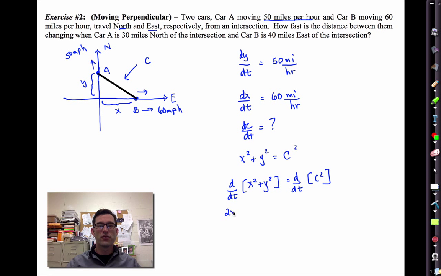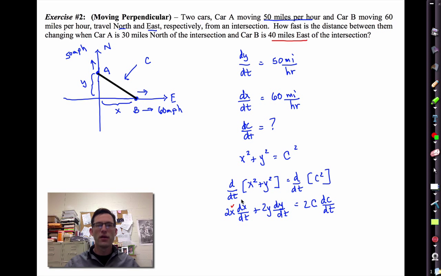And we'll get 2 times x times dx/dt plus 2 times y times dy/dt equals 2 times c times dc/dt. Now, most of the time at this point, I just crank stuff in. But at this point, what we're actually going to find is some things are missing. And let's kind of identify what we have right at this point. Okay, I'm going to use red. Do I know the value of x? Let's see. x would be 40 miles, right?